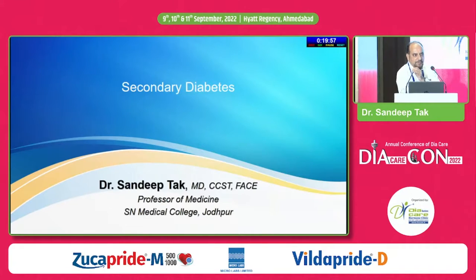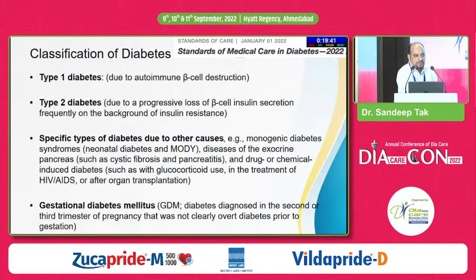The topic is secondary diabetes, and I think my job is a bit lighter because Dhruvi and the previous presenter, Dr. Ravi Kant, have managed to unload a few things for me. Currently, this is the classification of diabetes in the 2022 Standards of Medical Care published by the ADA. They classify diabetes now into type 1 diabetes, type 2 diabetes, gestational diabetes, and specific types of diabetes due to other causes. Number 3, specific types of diabetes due to other causes, is what we are discussing here, and that includes monogenic diabetes as well as the other reasons for secondary diabetes.